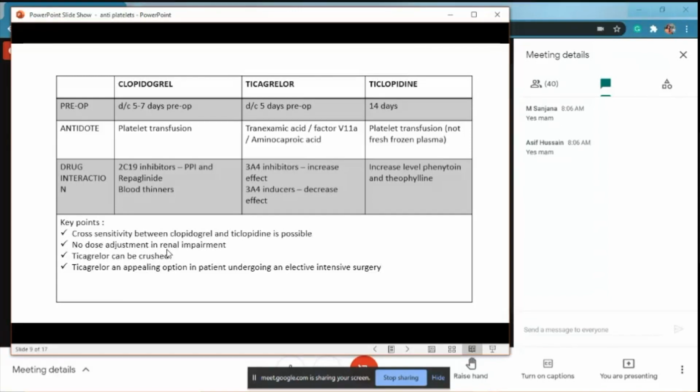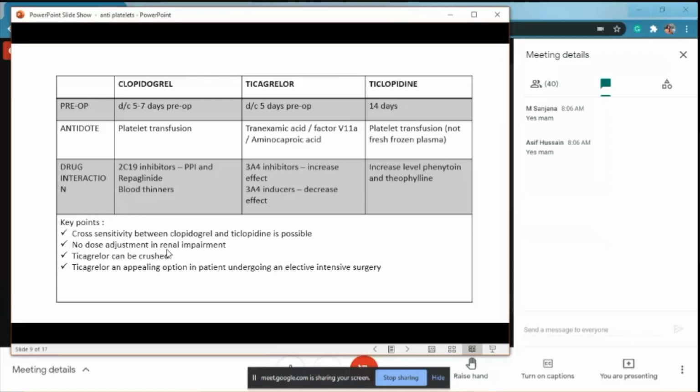And again, blood thinners can increase the risk of bleeding. Okay. Now, let's look at some key points here. There seems to be a close sensitivity between clopidogrel and ticlopidine. So most of the time, we do not switch the patient from clopidogrel to ticlopidine. If the patient is not tolerating clopidogrel, we try to switch from clopidogrel to ticagrelor. So ticagrelor is the alternative for patients who cannot tolerate clopidogrel.